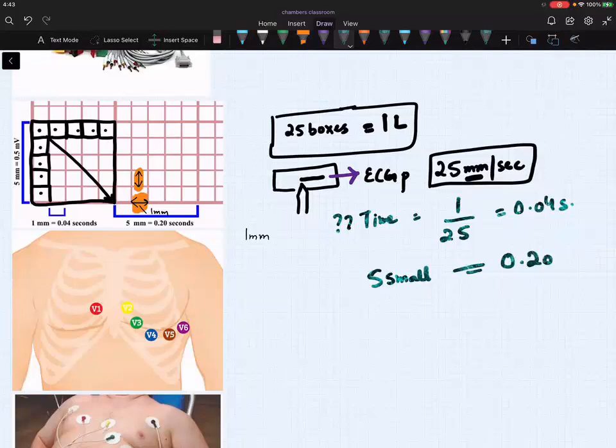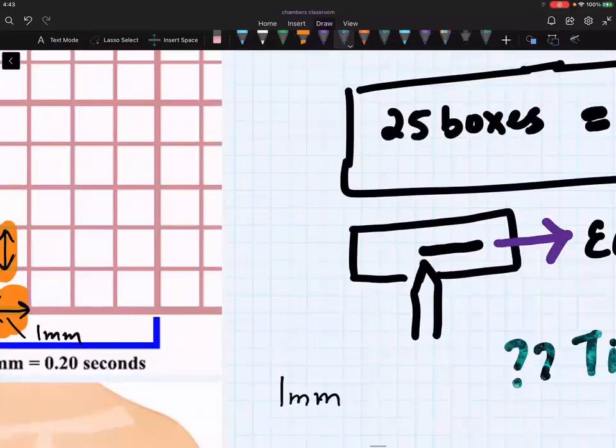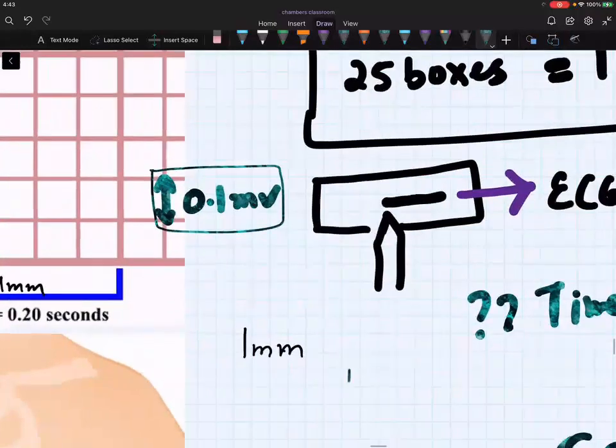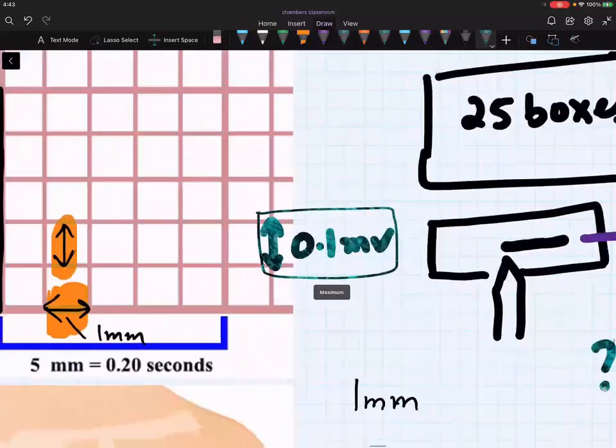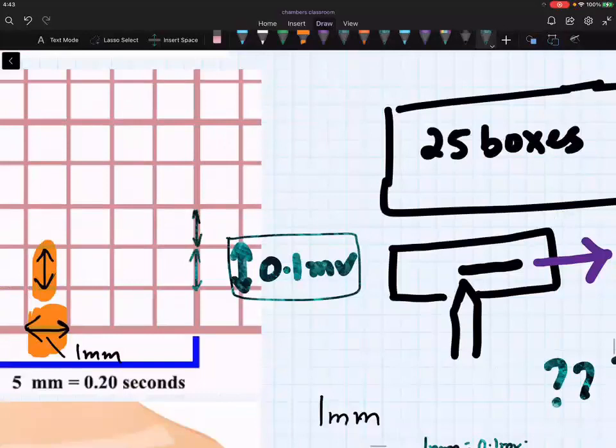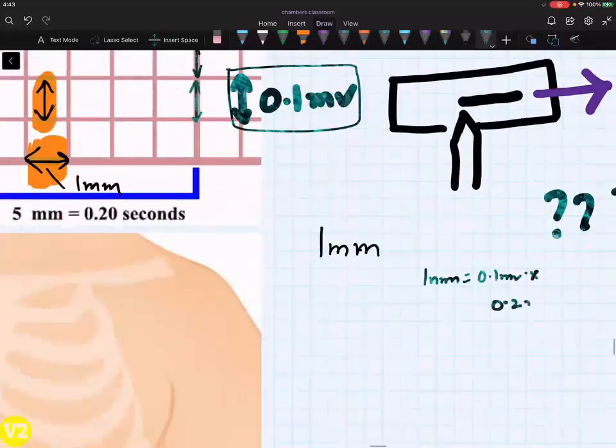Okay, and the amplitude, we are measuring the amplitude through this, so the amplitude is 0.1 millivolts, guys. Are we able to understand? So this is the 0.1 millivolts amplitude. That means 1 mm, because this one vertical height is 1 mm, is equal to 0.1 millivolts. Now if it is covering two boxes, I should multiply with 2. That becomes 0.2 millivolts.